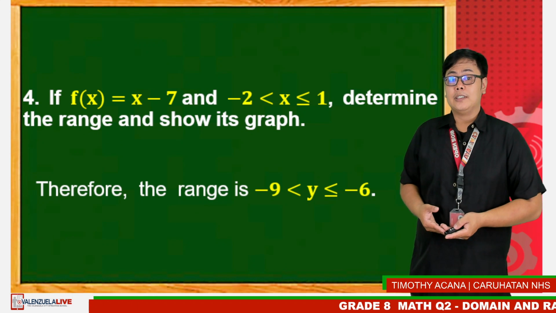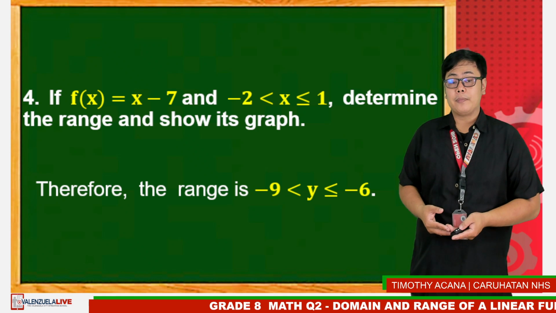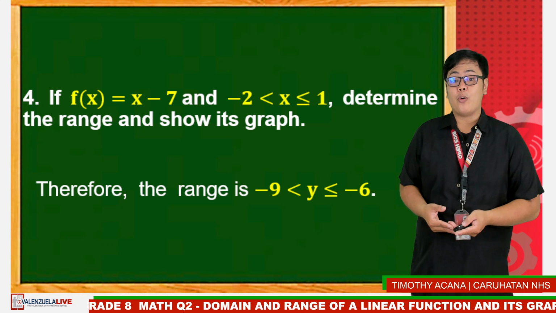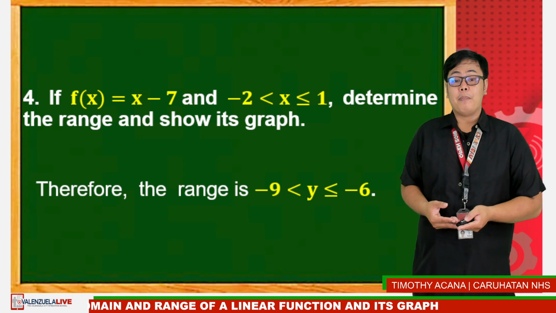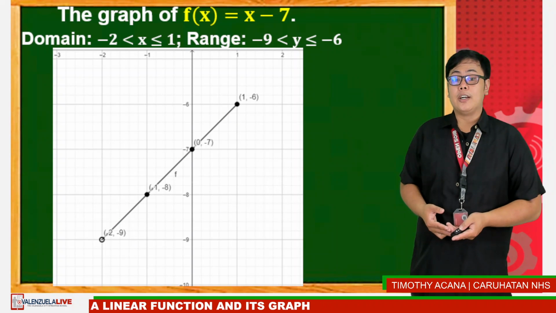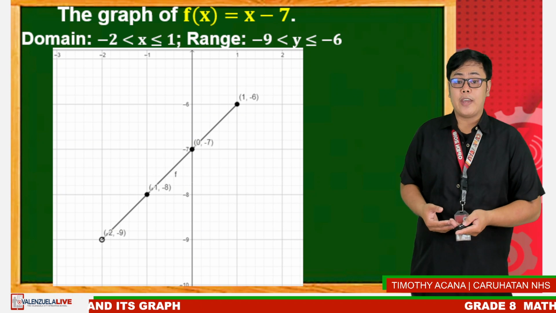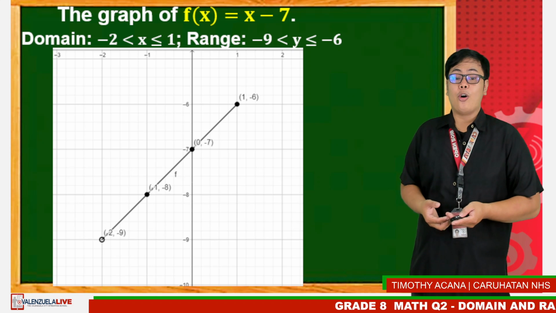Therefore, the range of f of x is equal to x minus 7 if x is greater than negative 2 but less than or equal to 1 is y is greater than negative 9 but less than or equal to negative 6. And here, we have the graph of f of x is equal to x minus 7 if x is greater than negative 2 but less than or equal to 1.